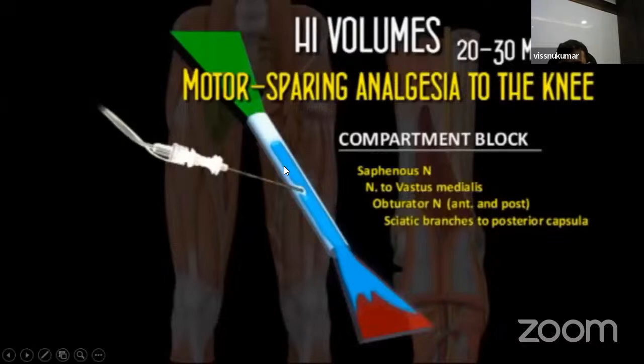From the adductor canal, due to gravity, it is going to go into the popliteal fossa. So now it is going to cause a compartment block, which is going to block the saphenous nerve, nerve to vastus medialis, obturator nerve, anterior and posterior branches, and sciatic branches to the posterior capsule of the knee joint. All these are sensory innervators to the knee. It is not going to go up. It is not going to block the superficial femoral nerve branches. So you are absolutely not going to get any proximal muscle weakness or quadriceps weakness.